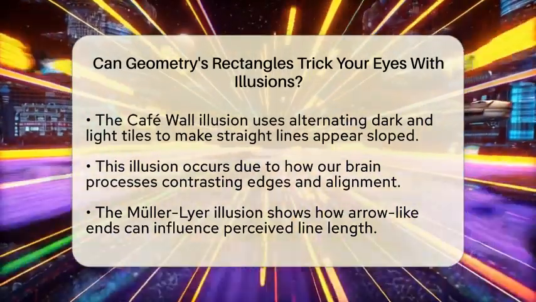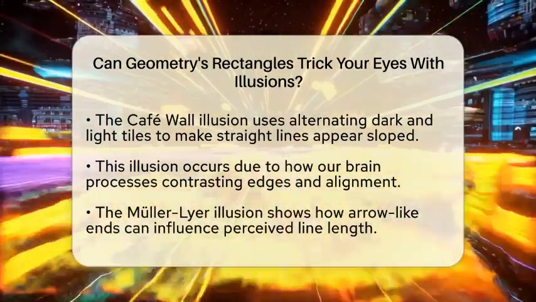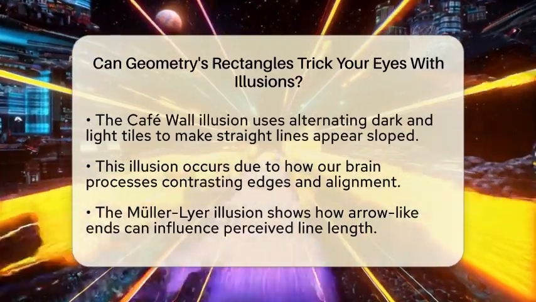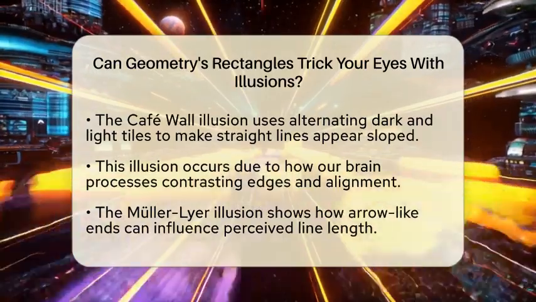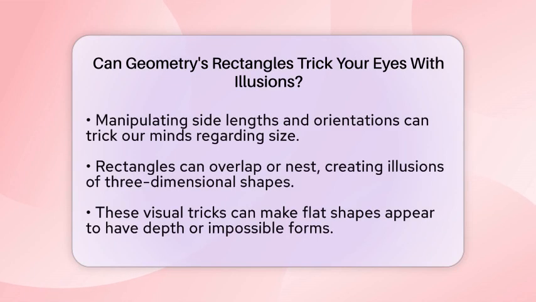Another interesting illusion involves manipulating the length of the sides of rectangles. Sometimes, the orientation of lines within or around the rectangle can trick our minds into thinking one side is longer or shorter than it actually is. A classic example of this is the Müller-Lyer illusion, where arrow-like ends can affect how we perceive the length of a line. Rectangles can also be part of more complex illusions.